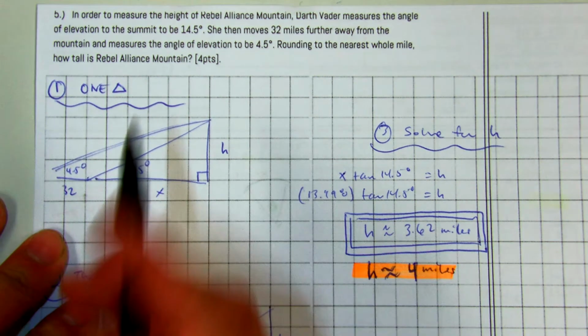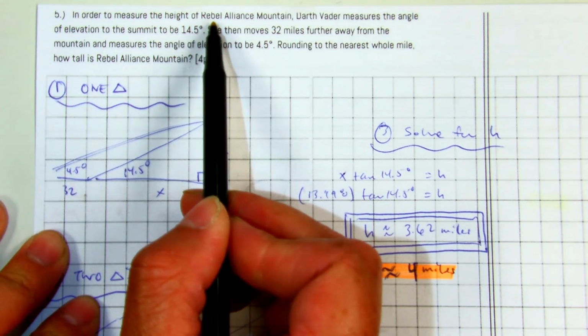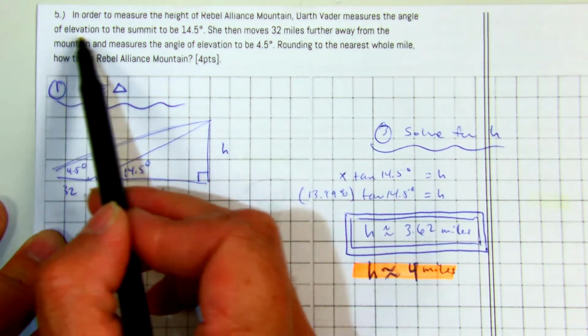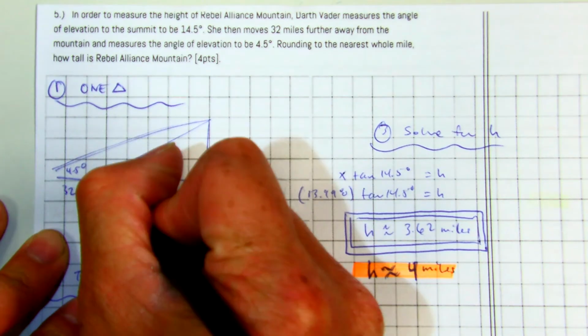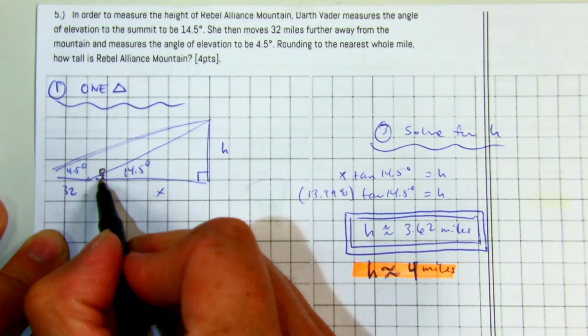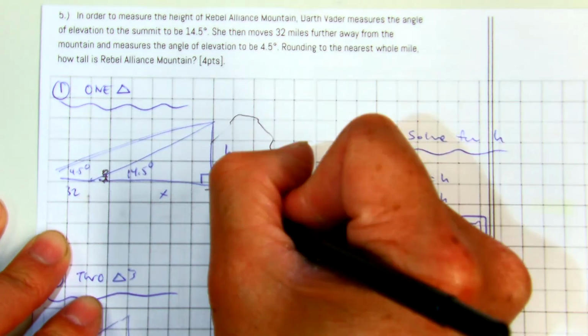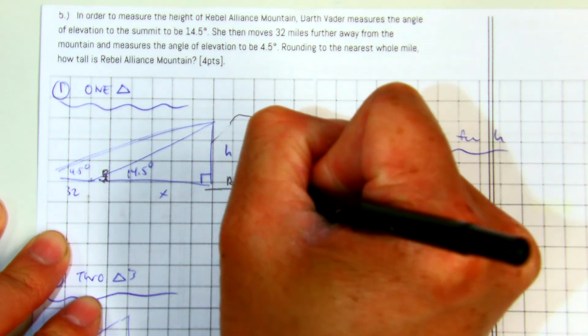In order to measure the height of Rebel Alliance Mountain, Darth Vader measures the angle of elevation to the summit to be 14.5 degrees. So Darth Vader is standing here, and here is my mountain. This is Rebel Alliance Mountain. This is Ram.